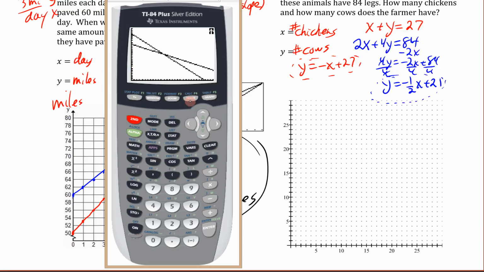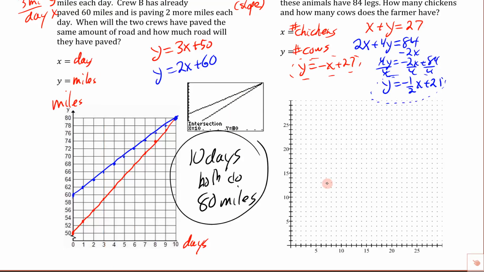Let's go ahead and have the calculator find the answer. And let's see, we're going to do 5, first curve, second curve, guess, and it says 12, 15. So let's leave that for now, and let's come back here and let's see what happens if we do this.